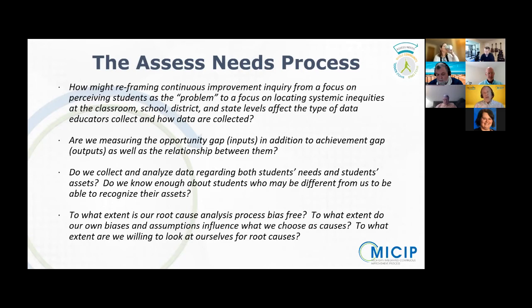And then finally, as it ties to that root cause process, to what extent is our root cause process bias-free? And again, that wraps back to that first one. Are students the problem, or are we willing to look at our own biases and assumptions in terms of what we choose as root causes, including, are we willing to look at ourselves for potential root causes?